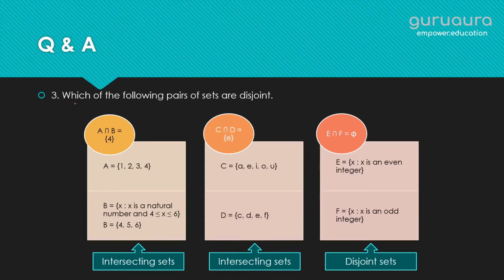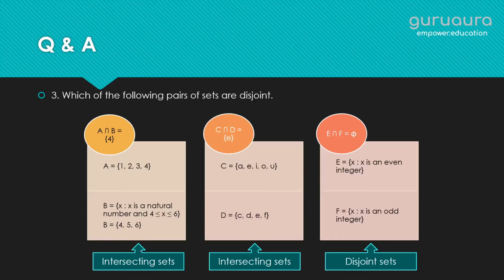So, the first pair of sets are set A, which contains the elements 1, 2, 3 and 4, and set B is x such that x is a natural number and x is greater than or equal to 4 but less than or equal to 6. That means the set B contains the elements 4, 5, 6. As you can see, the element 4 is common between the sets A and B. So, the sets A and B are not disjoint.